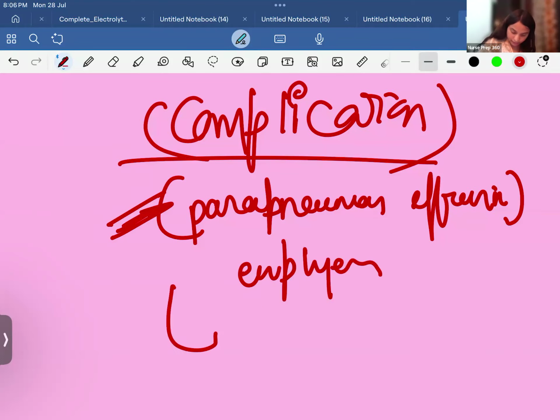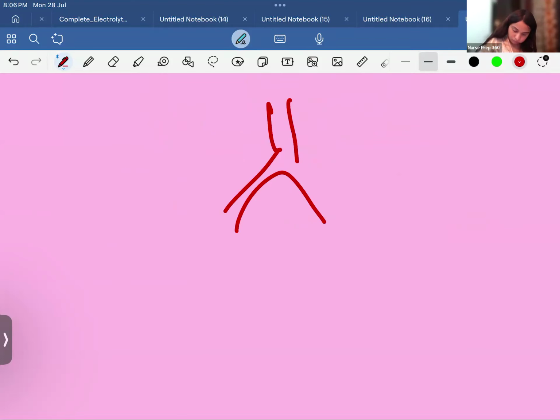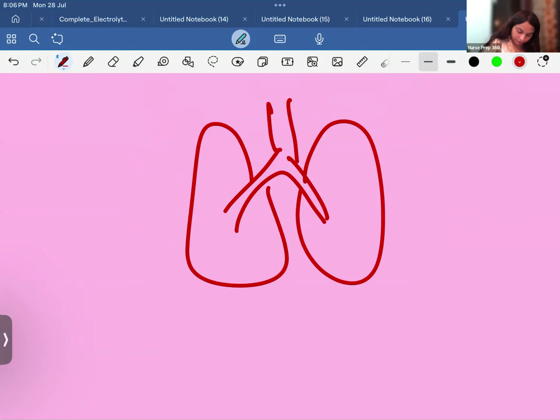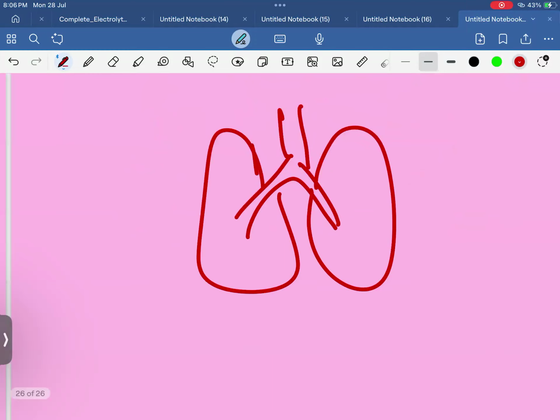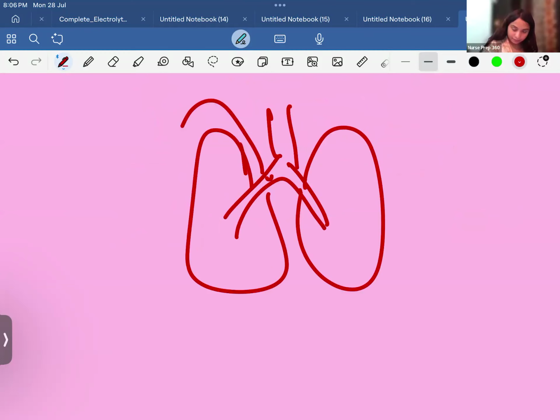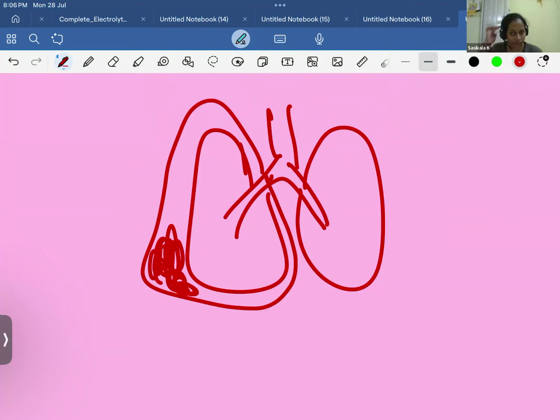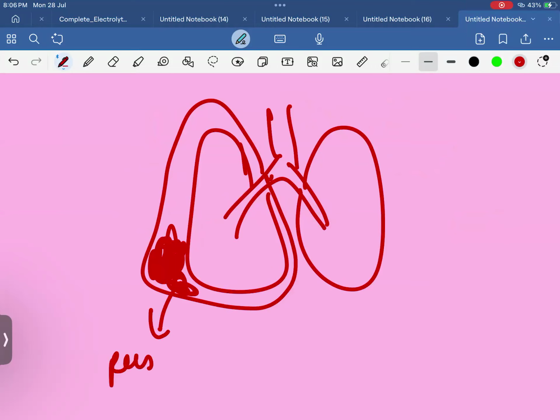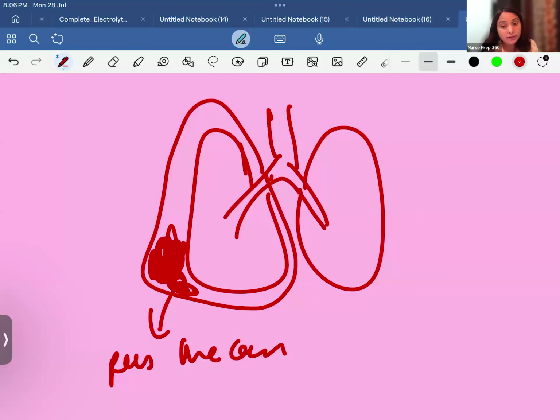Empyema means this is my lungs, and this is my cavity. When there is pus in the pleural cavity, very good, pus in the pleural cavity is called empyema. Then you can also have lung abscesses.